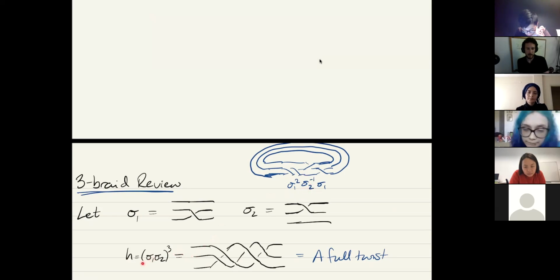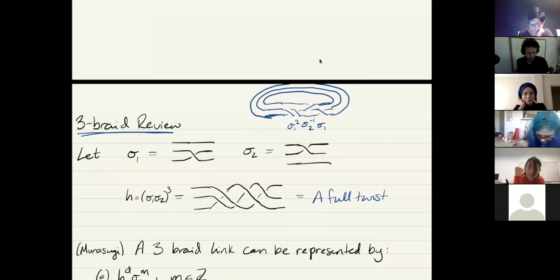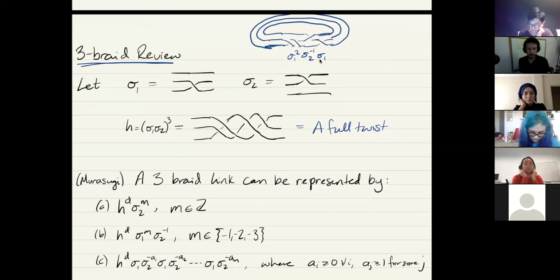And one in particular is if I do sigma 1, sigma 2 cubed, this gives me a full twist of the three braid. So here it is, it's just a full twist. So now there's this result of Murasugi that tells us what all three braids look like. And it turns out if you take any three braid, anything that looks like this, you can essentially isotope it so it has one of these types of representations.